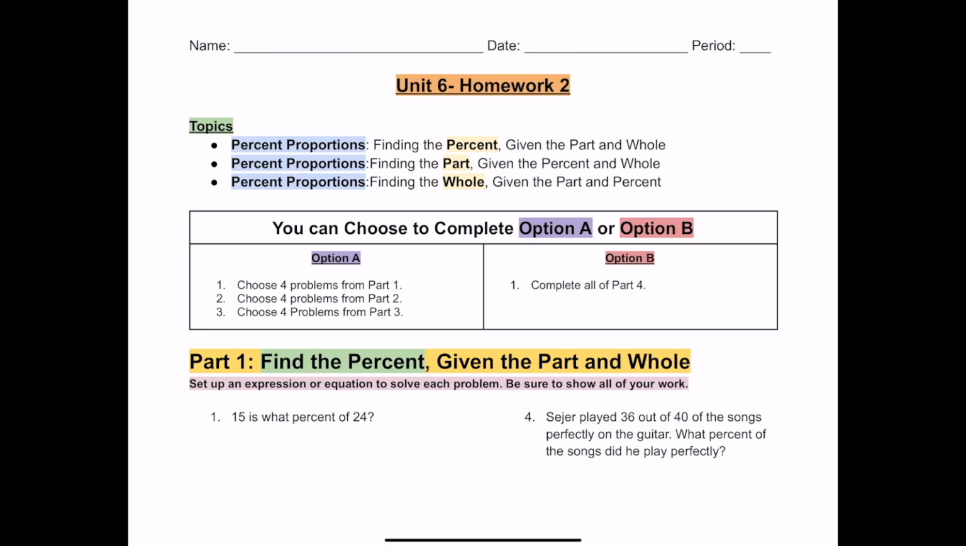In this video, I'm going to go over all the solutions and explanations for Unit 6 Homework 2. Specifically using percent proportions, I'm going to go over each of these problems.